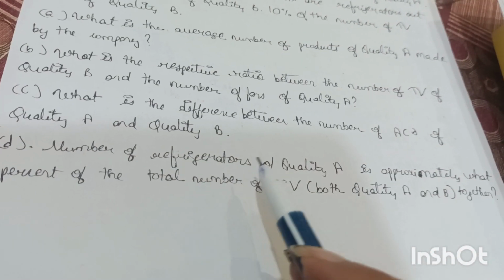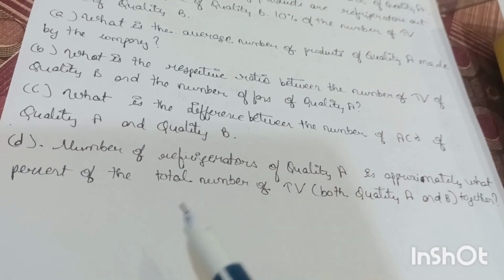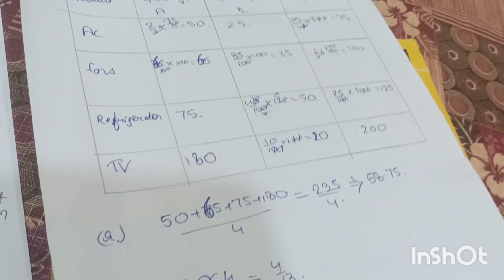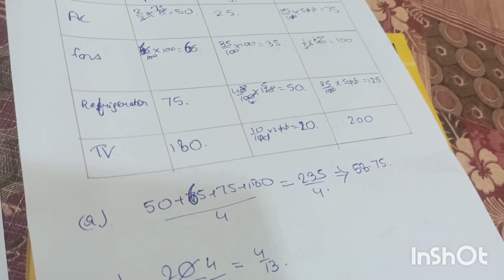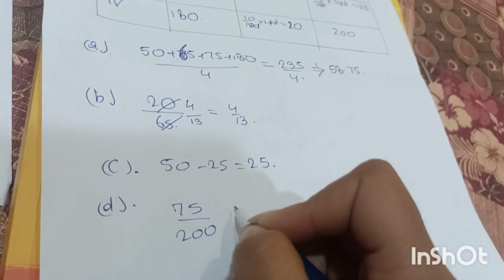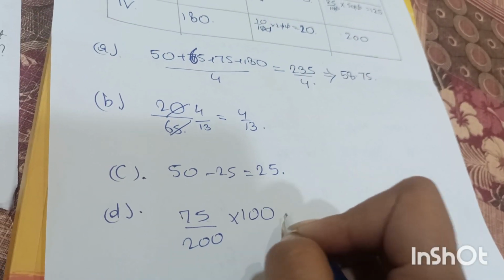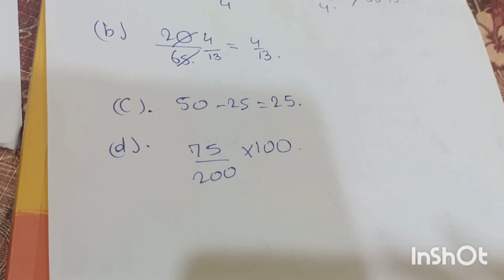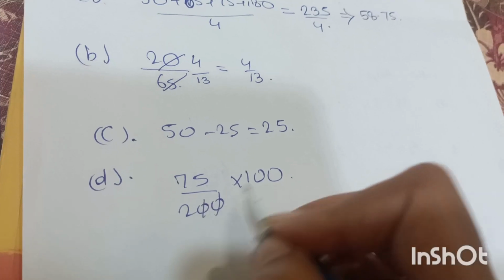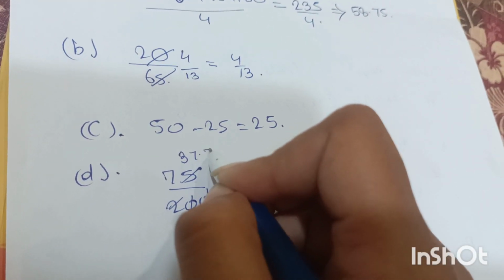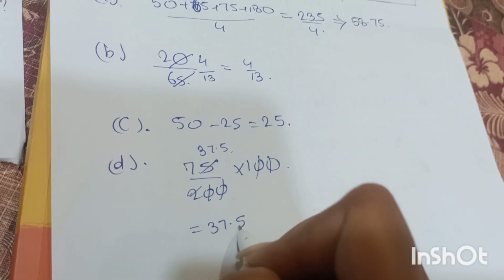Number of refrigerators of quality A is what percent of total number of TV of both. Okay. So refrigerator of quality A 75 and TV, total TV 200. So when you will solve it out, you will get the value as 37.5%.